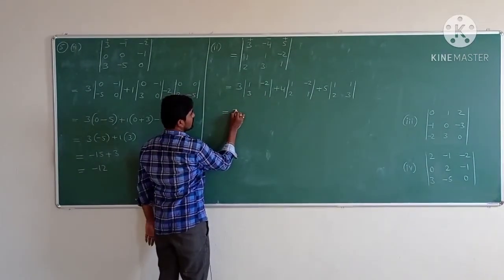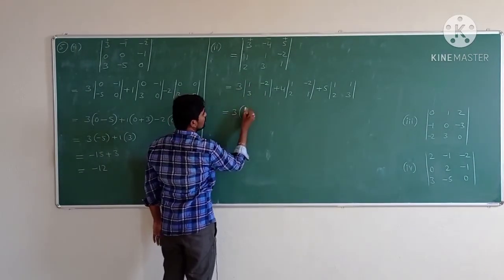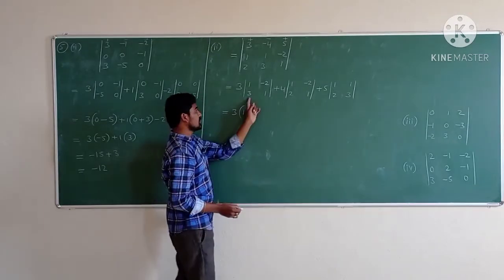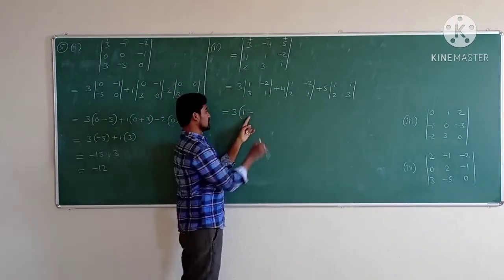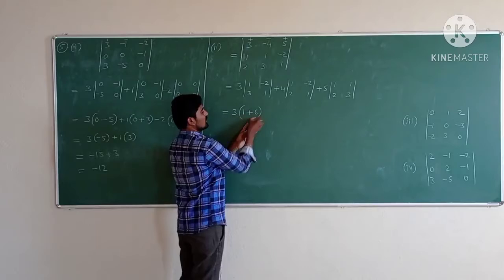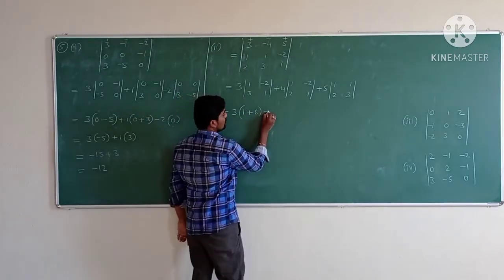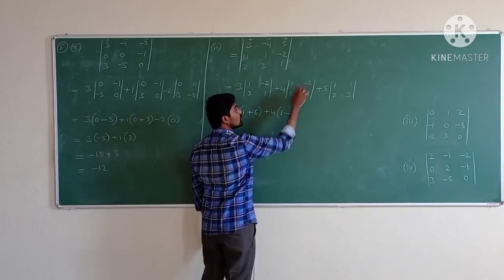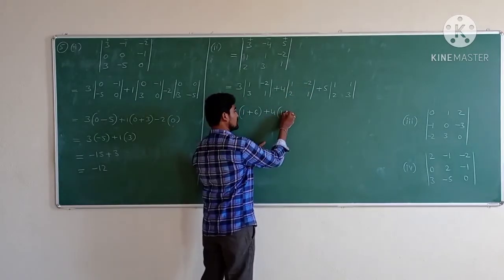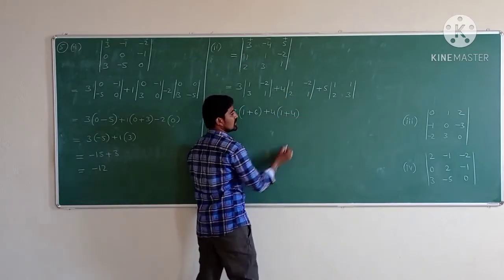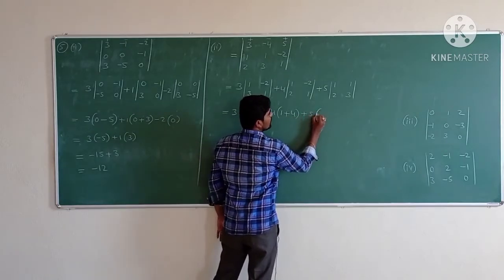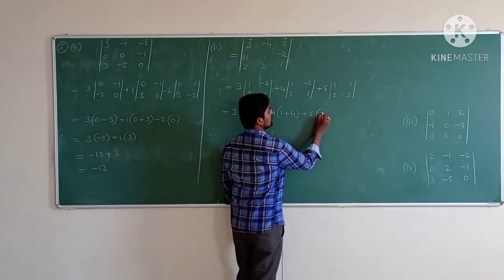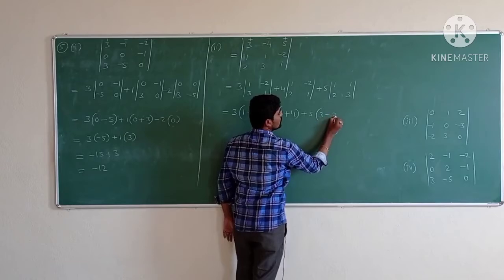Which is equal to 3 into (1 into 1, 1 minus 3 into minus 2, minus 6), minus into minus plus 6. Plus 4 into (1 into 1, 1 minus 2 into minus 2, minus 4), minus into minus plus 4. And plus 5 into (1 into 3, 3 minus 2 into 1, 2).